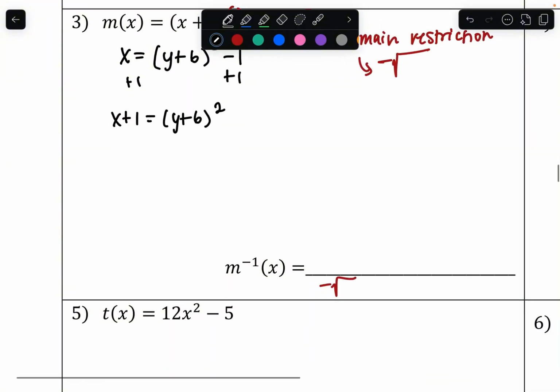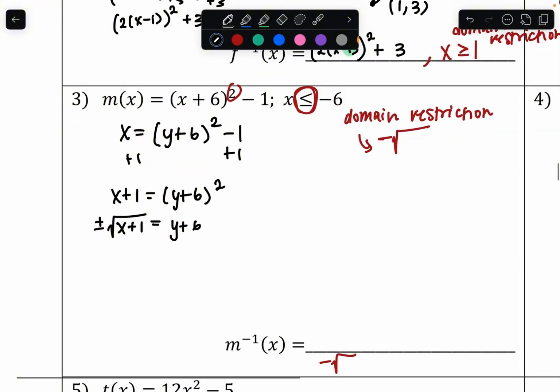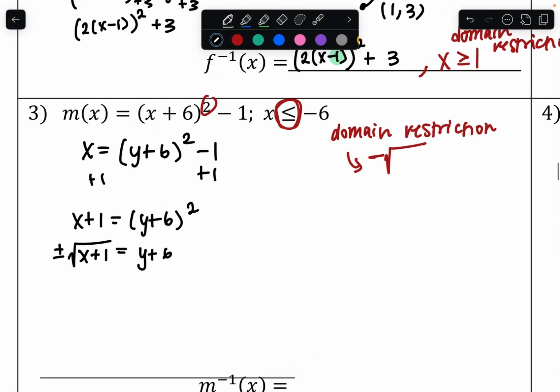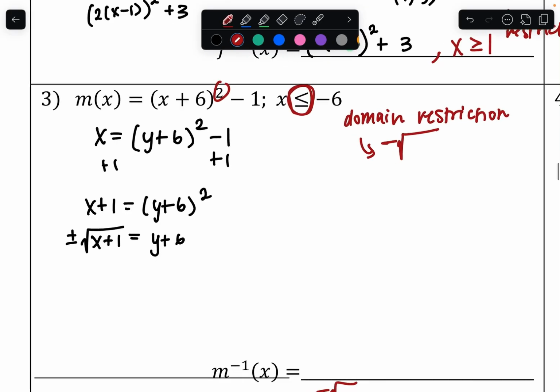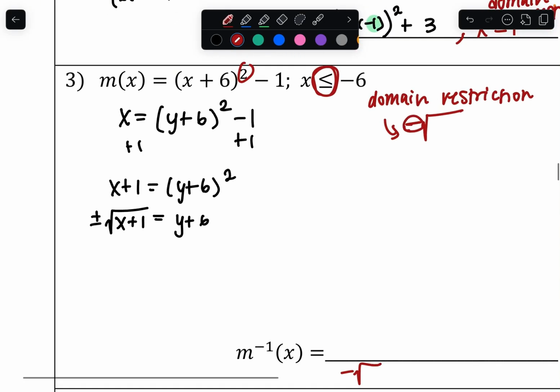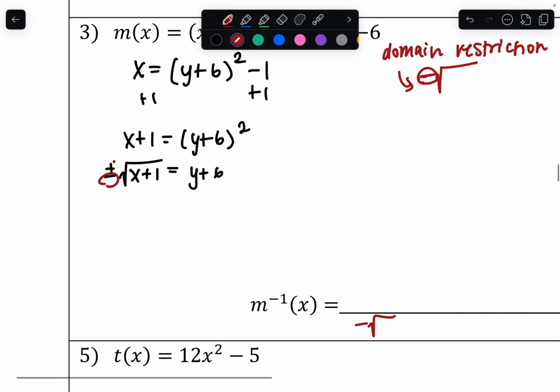Now to get rid of this square, we use our square root property, which remember we have a plus or minus for the square root. Okay, so I'm just going to write y plus 6 equals plus or minus the square root of x plus 1. As soon as you write that plus or minus, go see what your domain restriction is. If there isn't one, you need that plus or minus for your answer. We do have one, so we want to choose the negative.